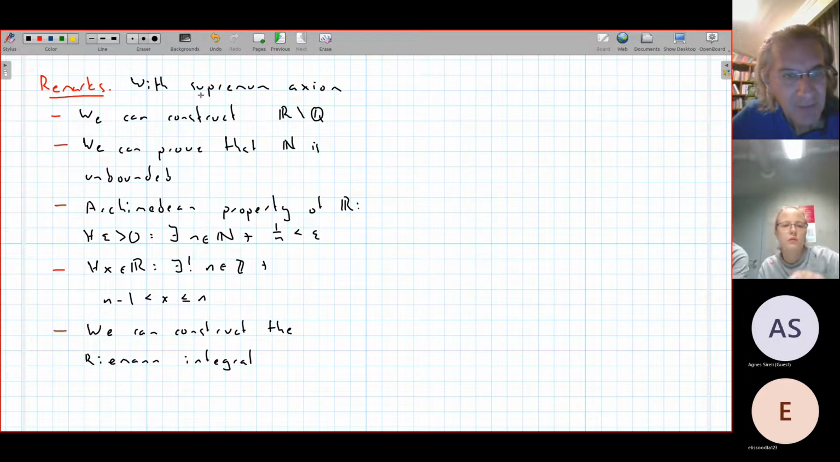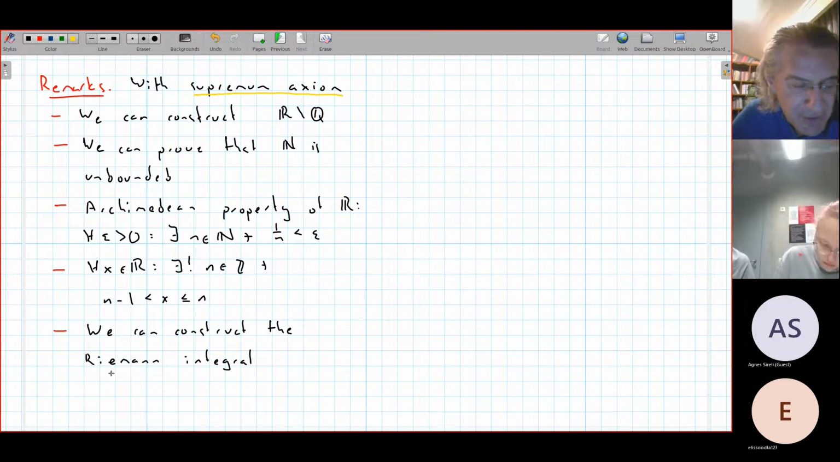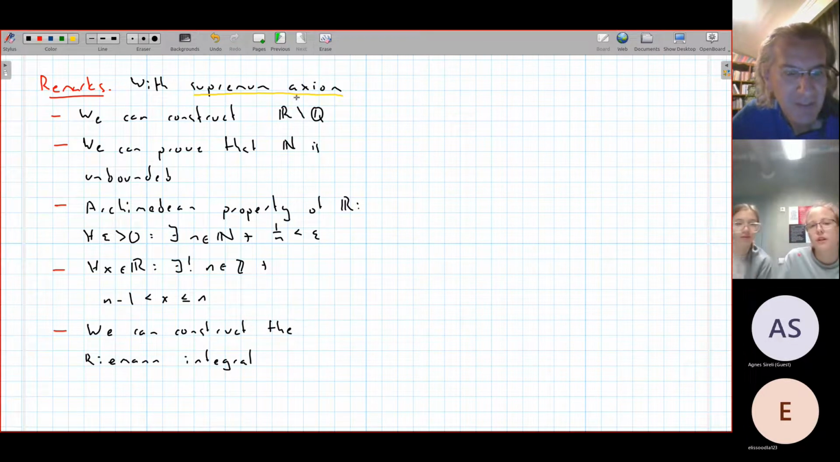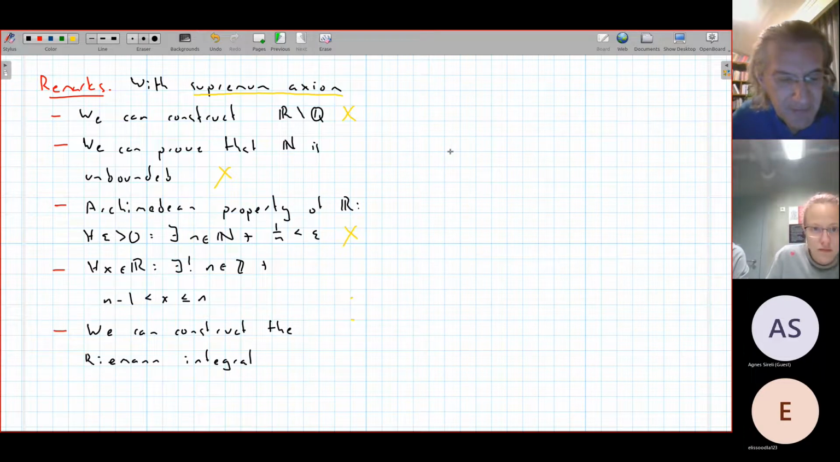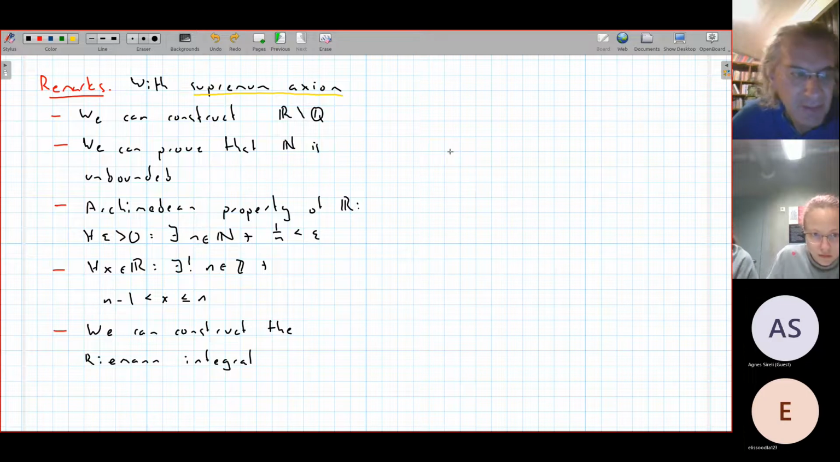So all of these are consequences of the supremum axiom. And as you can see, the theory becomes richer, more interesting with the supremum axiom. Without it, we couldn't have the irrational numbers, we couldn't have this Archimedean property, and so on. So it's quite an interesting property satisfied by the real numbers.